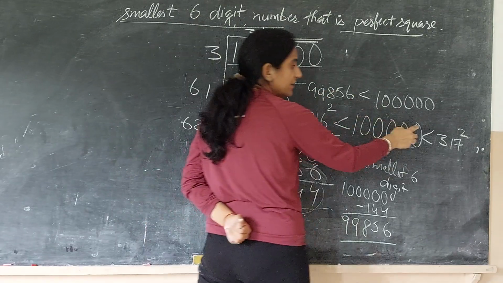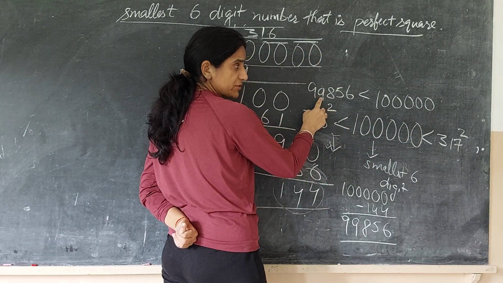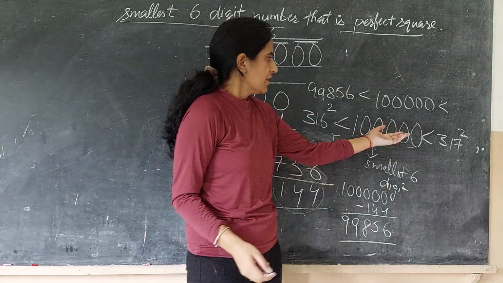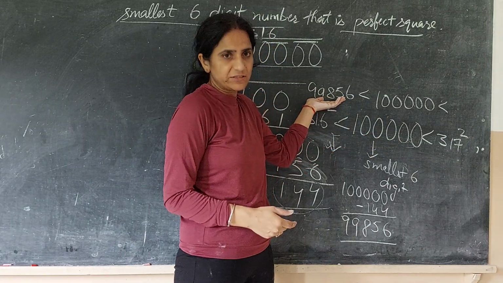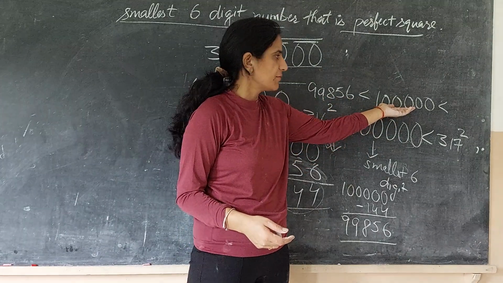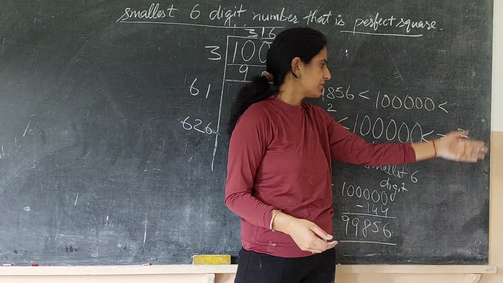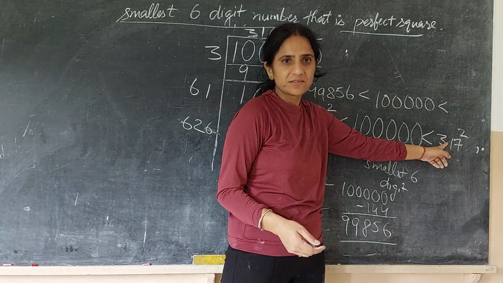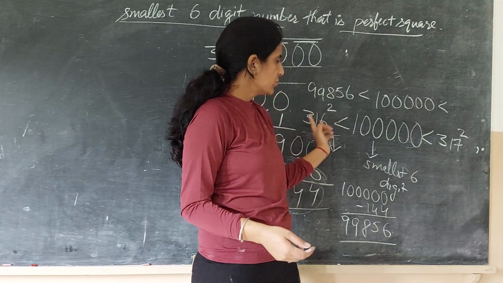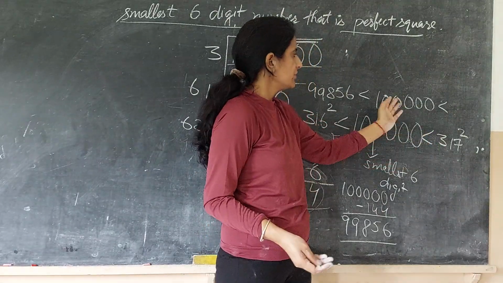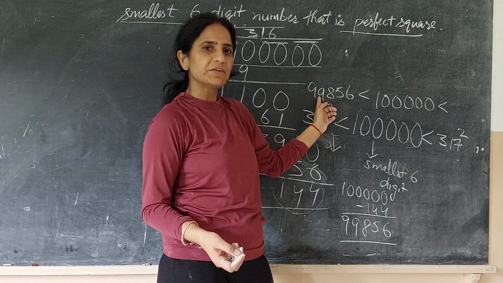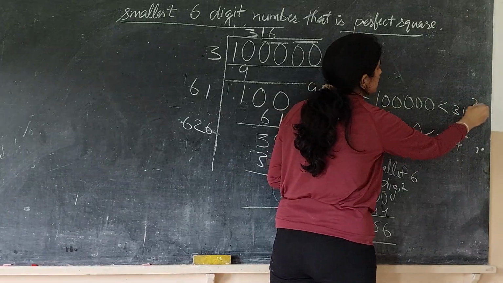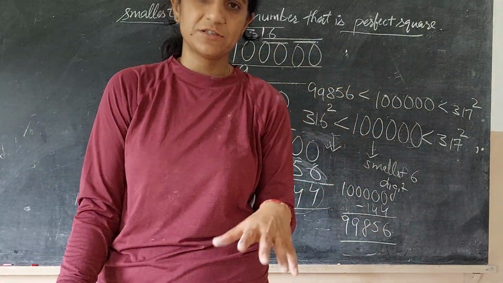316 square is this, and then the next perfect square succeeding it is going to be the square of this. Got it? Second thing, this is a 5-digit number. Obviously it has to be a 5-digit number because the other is the smallest 6-digit number, and the next perfect square immediately after is this one, and there is no other perfect square between this and this, because they are two consecutive perfect squares. So this is going to be the greatest 5-digit perfect square, and here it's going to be the smallest 6-digit perfect square.